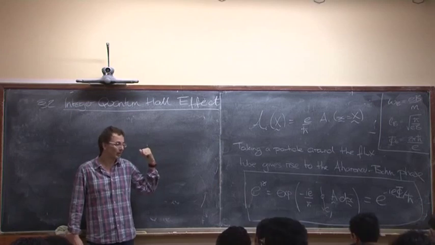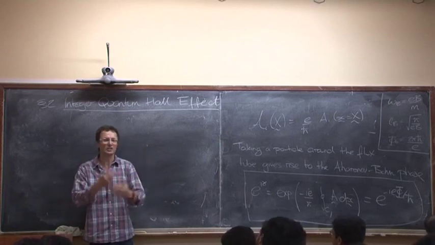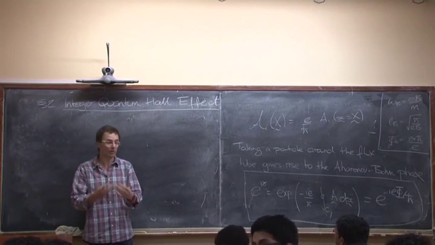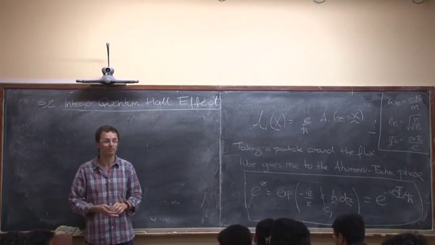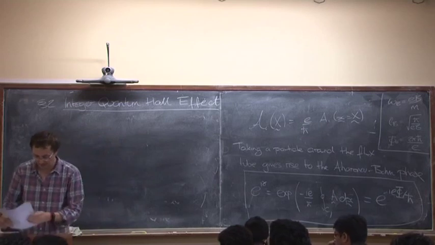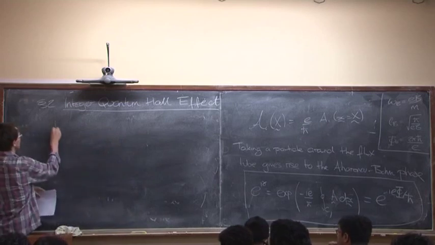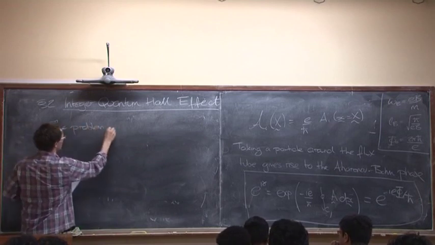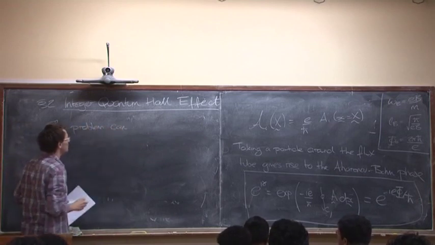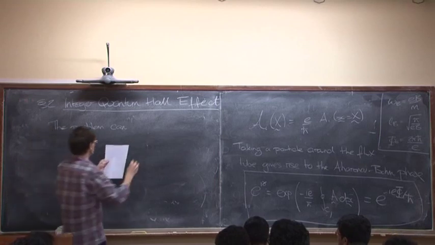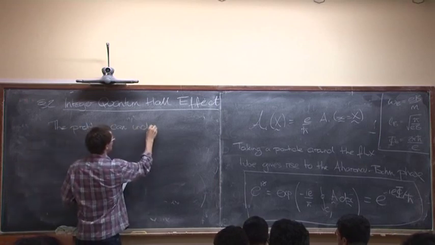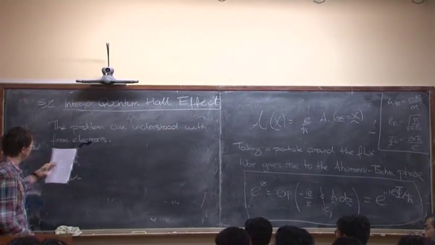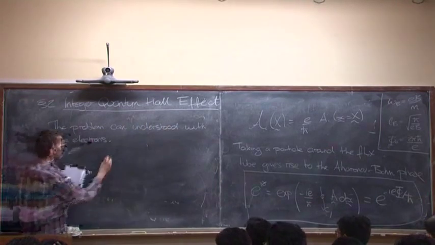But to begin with, what I want to do is give you a sense of why the integer quantum Hall effect arises and why it's much more subtle than you might think. Okay, so the problem of the integer quantum Hall effect can be understood purely with non-interacting electrons. So the essence is very straightforward.